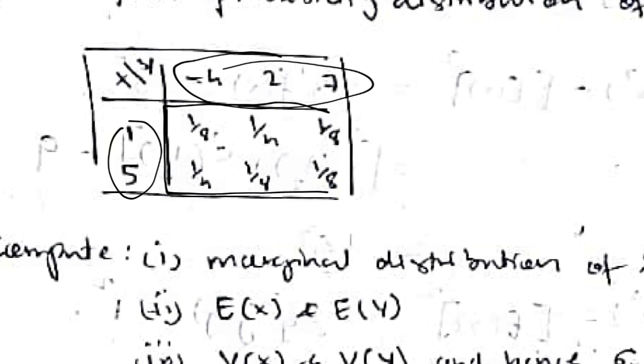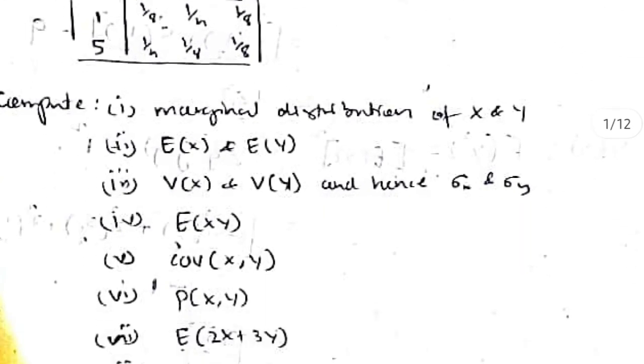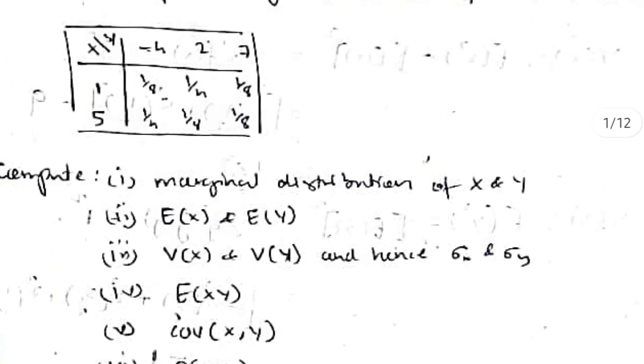If we have 2 rows and 3 columns, the total number of elements in this table will be 6. What we have been asked to find out is firstly the marginal distribution of x and y. Even if they don't ask you to find out the marginal distribution, you'll still need to find it for the rest of the questions. So whenever you get this table for joint probability distribution, firstly you have to find out the marginal distribution of x and y. Let's see how to find it.